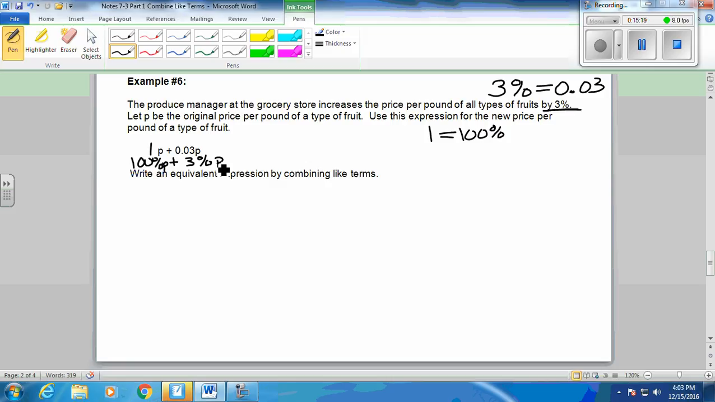So now, how would I write an equivalent expression by combining like terms? Well, I would take 1 and add 3/100ths to it to get 1 and 3/100ths p. It's that simple, and it can also be that complicated. You need to make sure you understand what's happening.